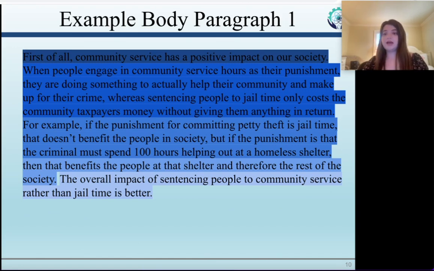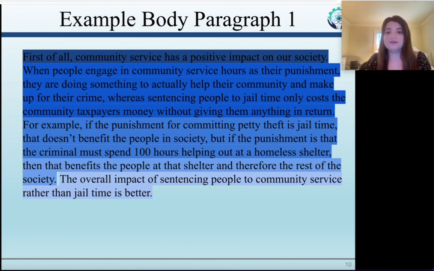If we just put them in jail, well, whether someone's in jail or not in jail, that doesn't impact the community positively, really. It doesn't make a difference to us. It doesn't really make up for the crime necessarily. It doesn't do anything good for the community that this person took from by committing their crime. So we explain that, so that's good. Then we need to give an example, right? Let's give an example of a certain community service activity that's common perhaps, and explain how that would actually help society.